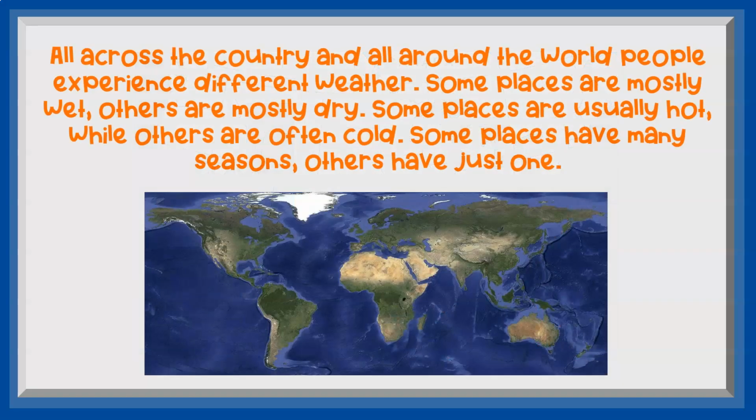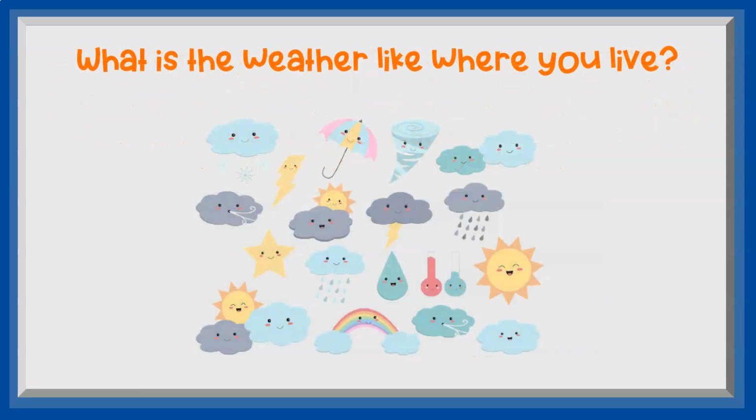All across the country and all around the world, people experience different weather. Some places are mostly wet. Others are mostly dry. Some places are usually hot, while others are often cold. Some places have many seasons, and others have just one. What is the weather like where you live?